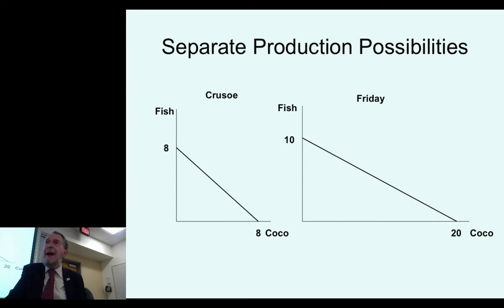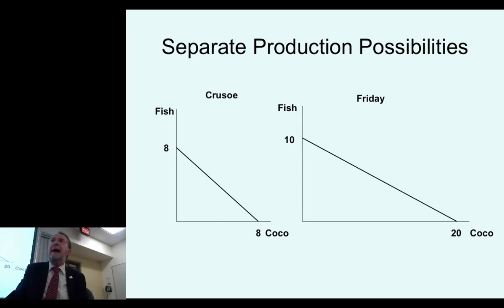Now, the line has a slope to it. The function has a slope to it. And in this case, number 1, the slope is negative. And that means to get more coconuts, you have to do what? Give up fish. Good. Or to have more fish, you have to give up coconuts. So a downward sloping line has a negative coefficient, because in here, it represents opportunity cost. More of one has to mean less of the other.